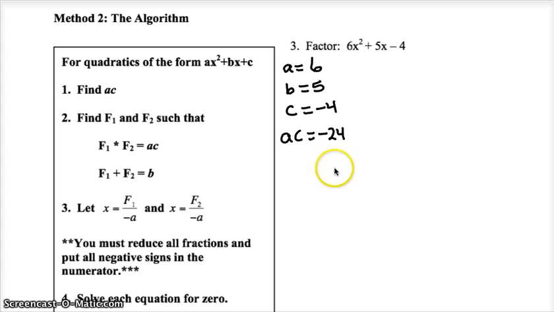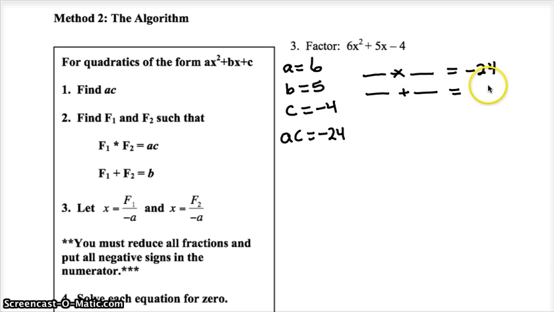Alright, our next step is to find two factors that when multiplied together equal AC, which in this case is negative 24, and add to equal our B value, which in this case is 5. When looking at the factors of 24, it looks like 8 and negative 3 will be the factors that both multiply to be negative 24 and add to be 5.